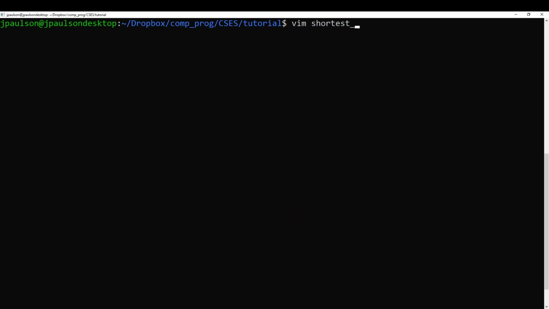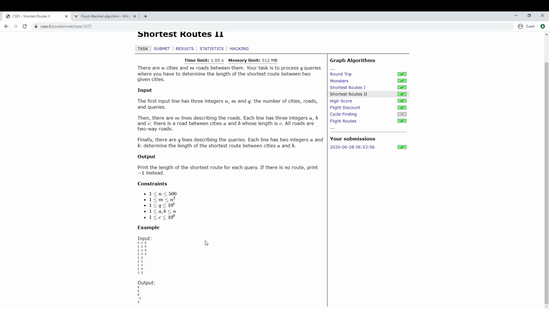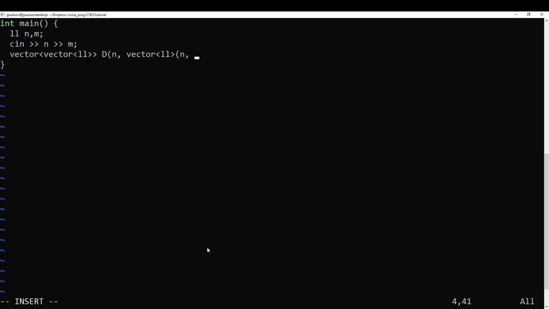Shortest Routes 2, so we'll do this one in C++. So n and m, and very unusually, we are not going to use an adjacency list. We're going to use a so-called adjacency matrix, where you write down, for every pair of vertices, whether there is an edge between them. Usually you don't do this because it's really bad if m is small, but m can be up to n squared here, so it's actually fine.